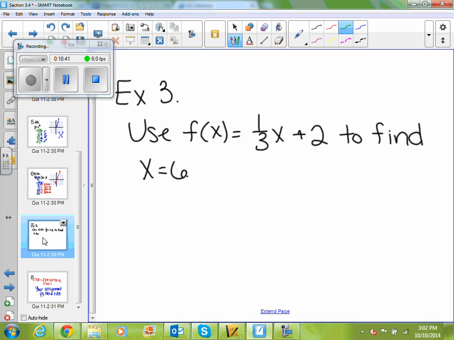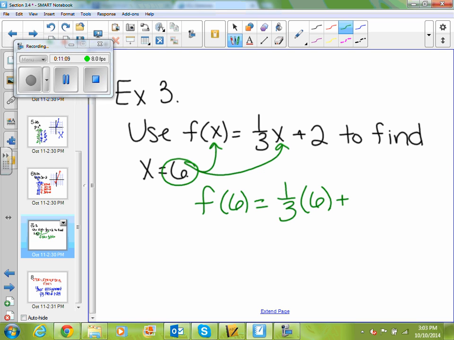Okay, we've got one more type of problem that you guys are going to do on your assignment, and that's when we're going to evaluate functions. And this is something we've been doing for a while, and something we do every time we graph. So, when we're using f of x equals 1/3 x plus 2 to find x equals 6, that tells me that I'm going to plug in 6 for my x values. So I end up with f of 6, which is the same thing as y, so we ignore this side of the equation.